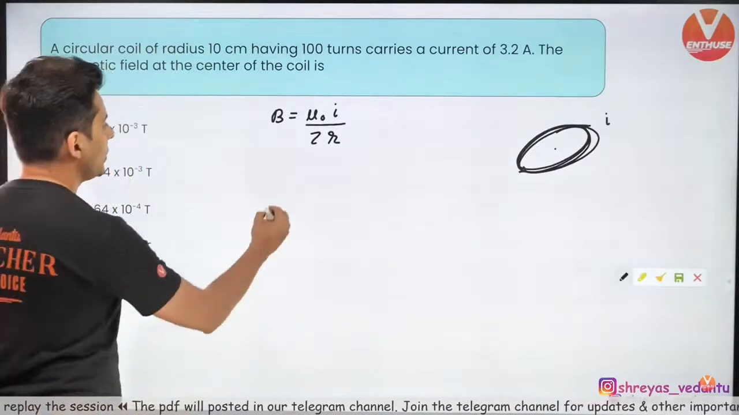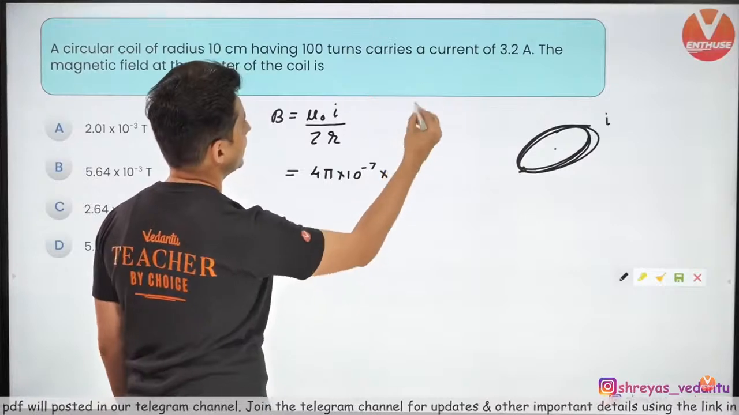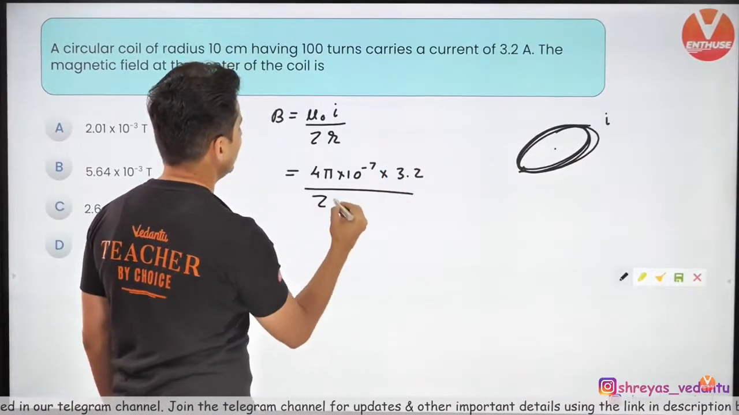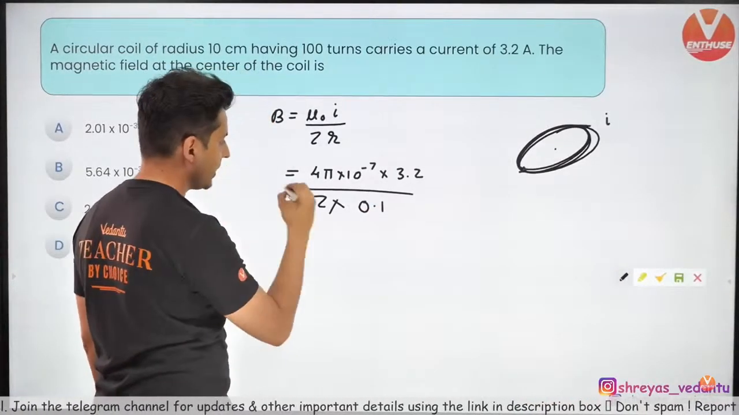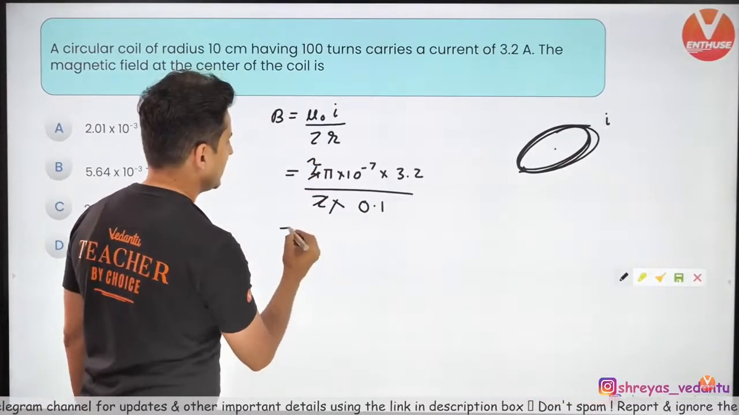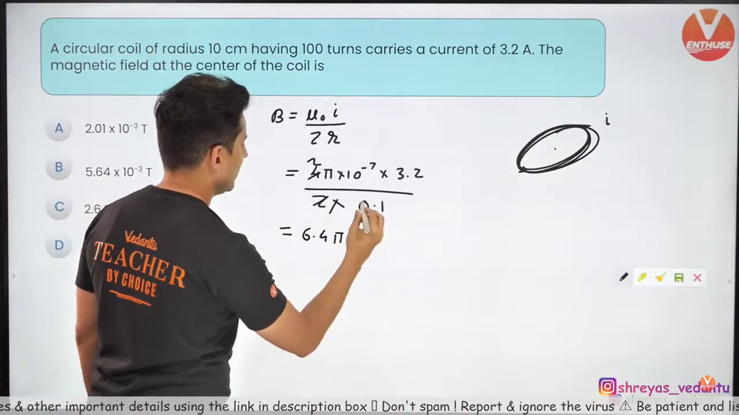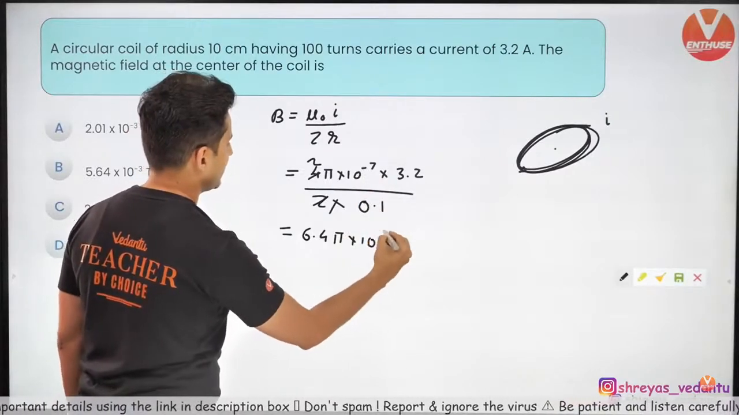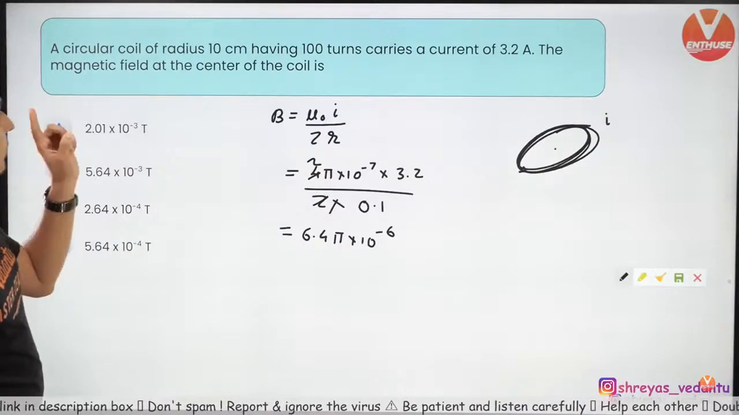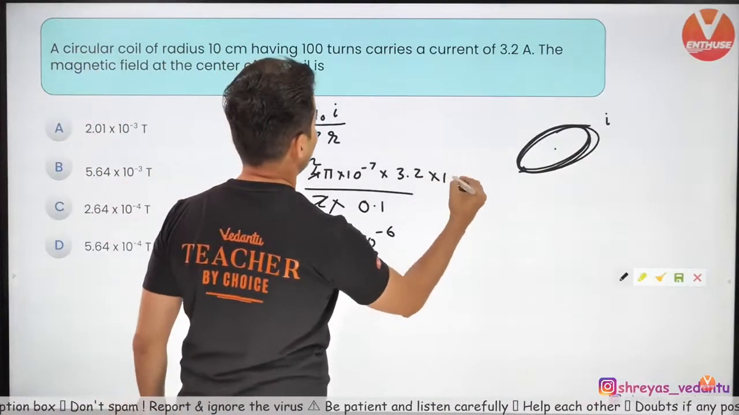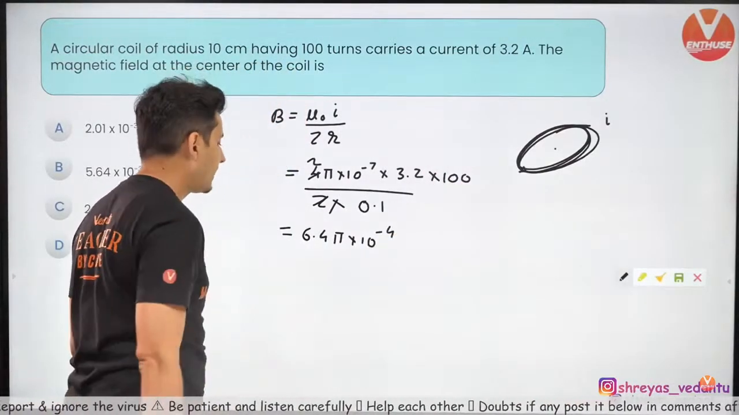Figure this out. So mu naught is what? 4 pi into 10 to the power minus 7. Current, what is the current? 3.2. Into radius. What is radius? 10 centimeter, which is 0.1 meter. Okay, this will go like this. So 2 into 3.2, 6.4 pi into 10 to the power minus 6, I guess. Just check this out. Yep. Anything else? Oh, but we have also 100 turns. So into 100. So when I do it into 100, this minus 6 will become minus 4.